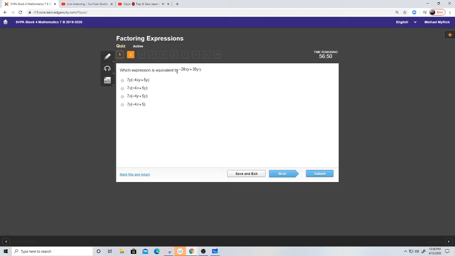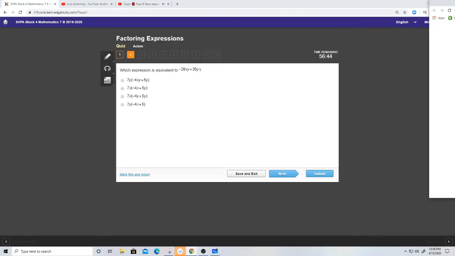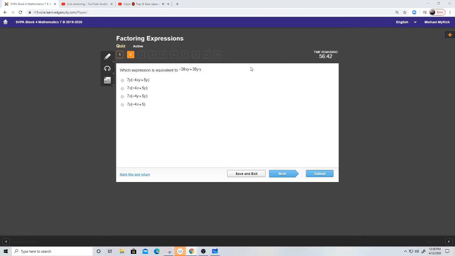Which expression is equivalent to -28? Hold on, I'm going to move this over here real quick. -28xy plus... Pay no attention to the man behind the curtain. Well, what do you notice about -28 and +35?